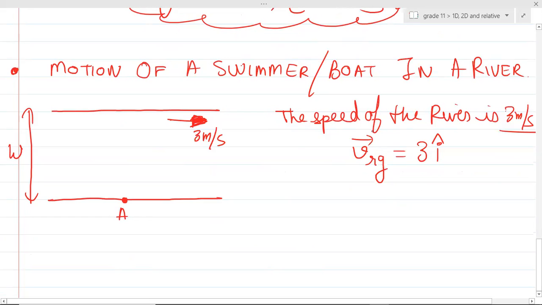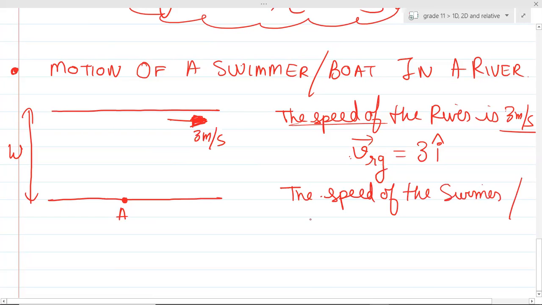So the speed of the river is 3 meter per second. So velocity of river with respect to ground is 3 i cap. This is the data; from the data you need to gather these terms. Now they will say the speed of the swimmer or the boat in still water.